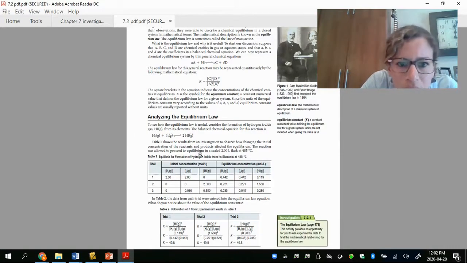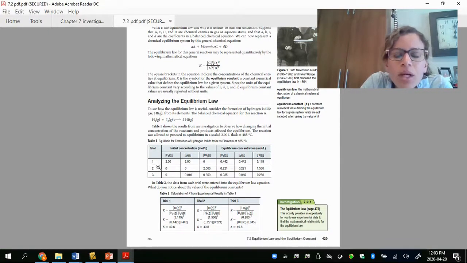So they said, to see how the equilibrium law is useful, consider the formation of hydrogen iodide, HI, from its elements. The balanced equation is H2 plus I2 makes 2HI. It shows the results from an investigation to observe how changing the initial concentration of the reactants and products affected the equilibrium. The reaction was allowed to proceed to equilibrium in a sealed 2-liter flask at 485 degrees Celsius. They got data for the initial concentrations, and then at equilibrium, the concentrations of all the reactants and products.